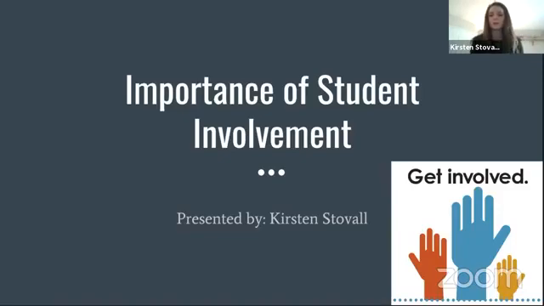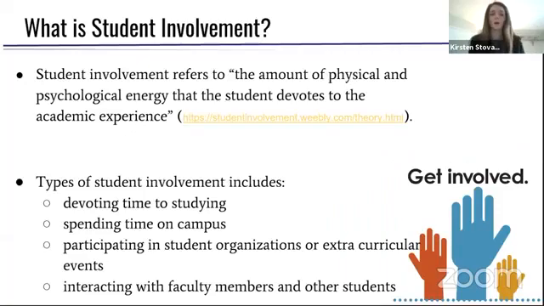So when we think about student involvement, what is that? What does that mean? In 1999, a man named Alexander Astin developed what is called the theory of involvement. What this means is that it's the amount of physical and psychological energy that a student devotes to their academic experience. A lot of times when we think of student involvement, we think of clubs and activities, fall fling, spring fling, things like that, but it's actually so much more.